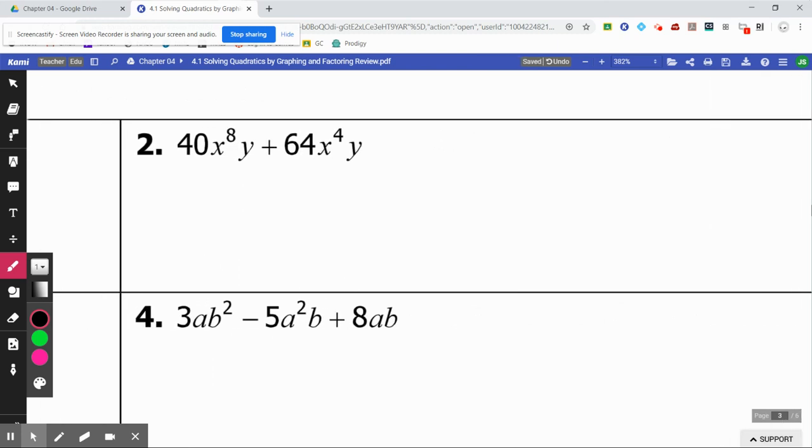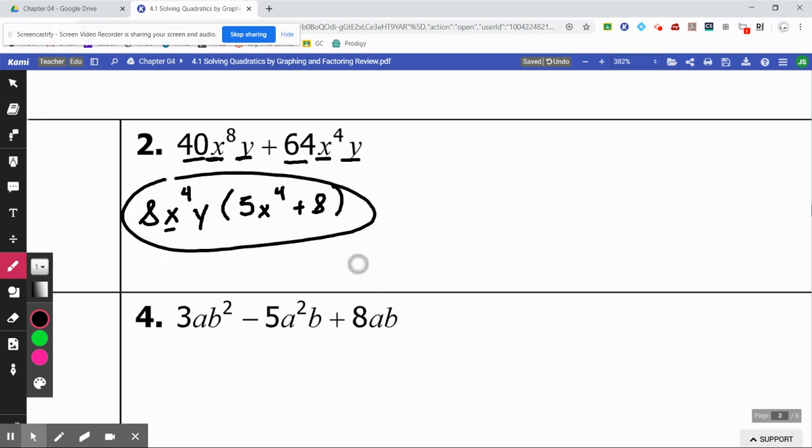Number 2, GCF between 40 and 64 would be a 4, actually an 8. And then you do have x's in common. You always take the lowest power of x for your GCF, and you have y's in common. The lowest power of y there would be a single y. 8 times what gives you 40 would be a 5. I need 8 x's. I have 4 on the outside, so I'm going to put the other 4 on the inside. I need a y. It's on the outside. 8 times a positive 8 gives you the 64. I need 4 x's. They're all on the outside. I need 1 y, and it's on the outside as well. So that's the factored form.